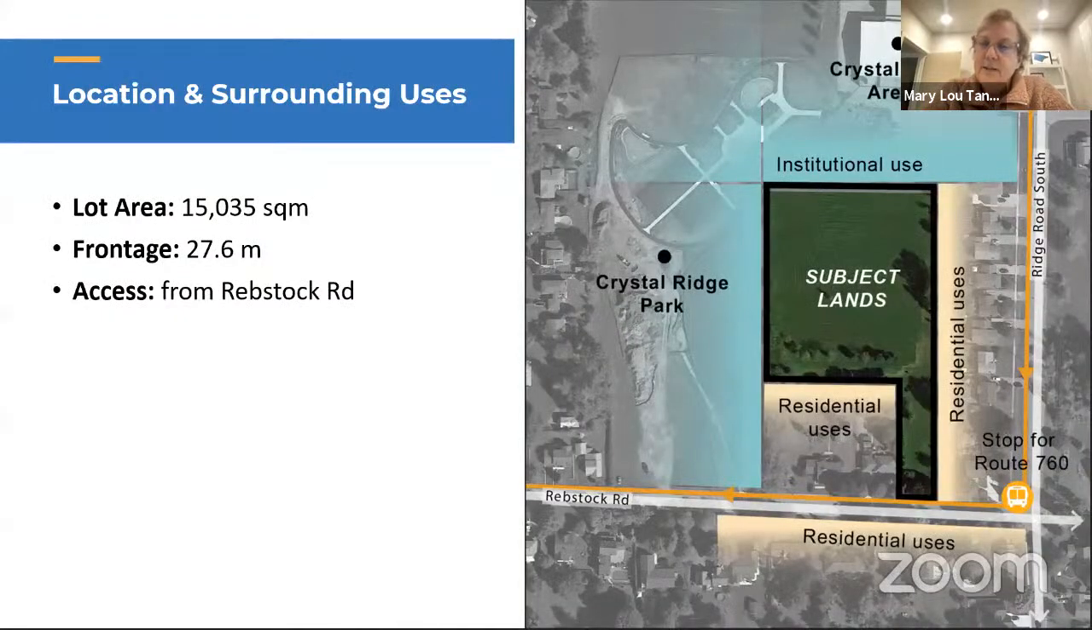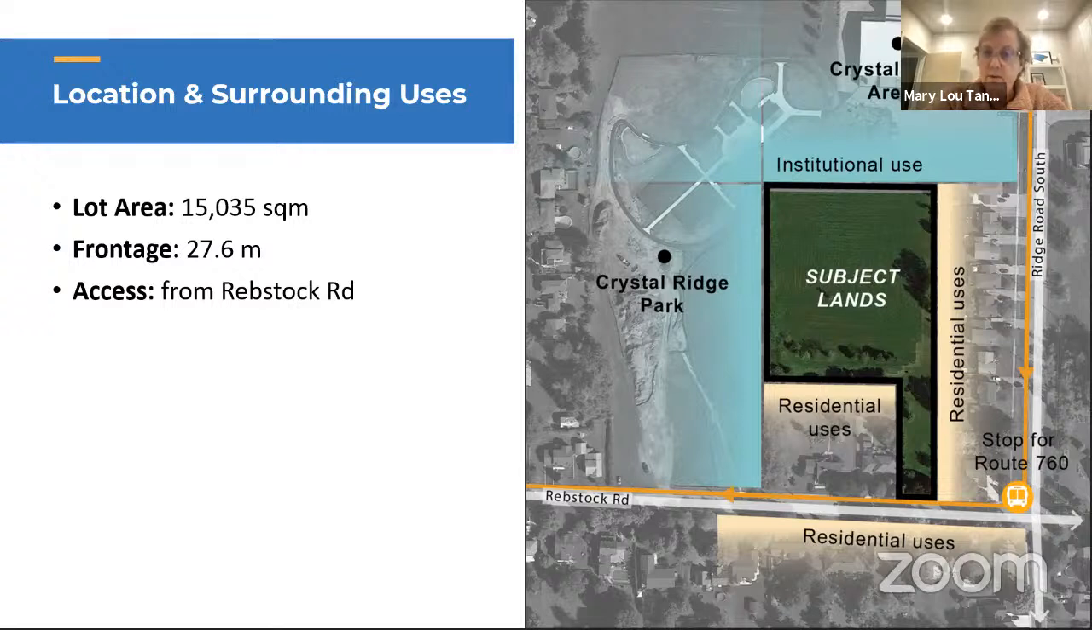I'm sure as you live in the area, you are familiar with where the property is located, but just to orient everyone so we know what we're looking at when we see the drawings that I'm going to walk you through. Ridge Road South is on the right-hand side of the image, and Rebstock Road runs east-west on the bottom. Our lands are shown in the middle and have access on Rebstock Road. On the north and west sides, we're surrounded by what we call institutional uses, which are the arena and the park. And then we've highlighted where our neighbors are, the lower density residential uses and the single family homes that adjoin our property. The property does have frontage on Rebstock Road.